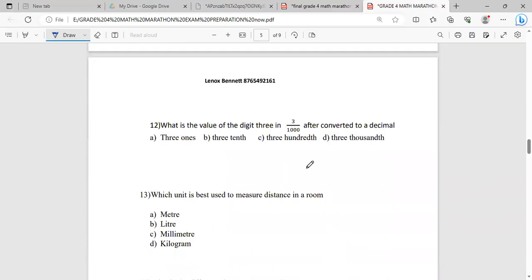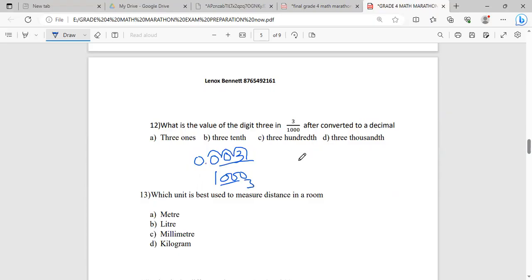Don't get left. All right, number 12 says, what is the value of the digit 3 in 3 over 1,000 after converted to a decimal? So first, we need to convert it, right? So when we're dividing by 1,000, we're going to move the decimal place to our left. So we could just add a couple zeros so we have space to move it, all right? So the decimal point is to the right, so it's 1, 2, 3. So we'll count the zeros, so it's 3 zeros, so we'll move 3 places. So it would be right here.